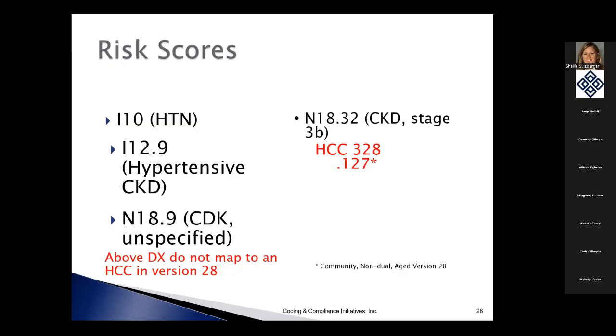Let's say our providers did a great job, gave me the hypertensive chronic kidney disease and N18.32 for that stage 3B. I am getting credit for my HCC score. As I told you earlier, anything from chronic kidney disease stage 3 through end-stage renal disease, they all map to an HCC code. Stage 1, 2, and unspecified do not map to an HCC code, meaning no credit for that.